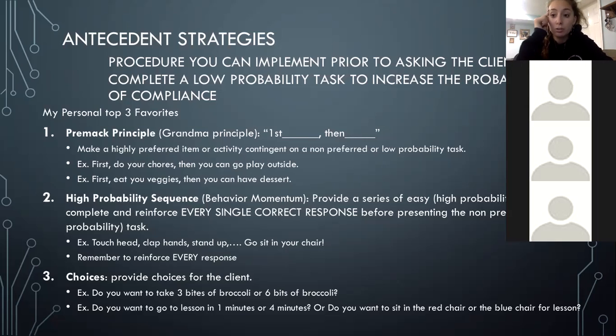If I know that transitioning from playing with trains to sitting in a chair is going to be really hard for my client, I'm going to provide him with a series of super easy tasks to complete so I can give him lots and lots of reinforcement and build up that momentum. Again, that's why we refer to it as behavior momentum, so that I can finally present that awful low probability task demand of go sit in a chair.